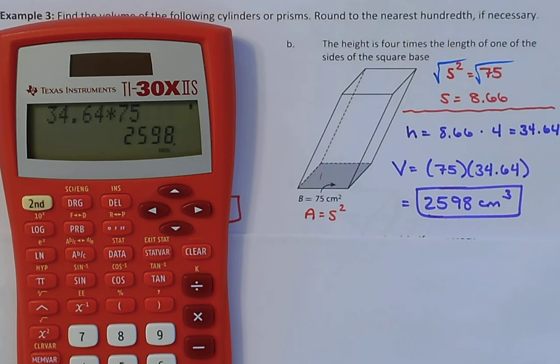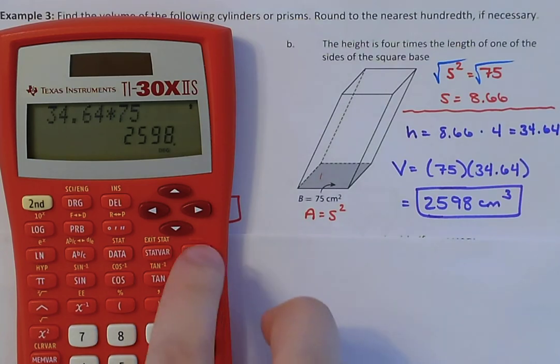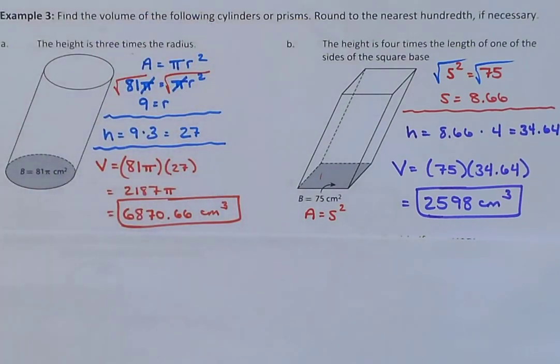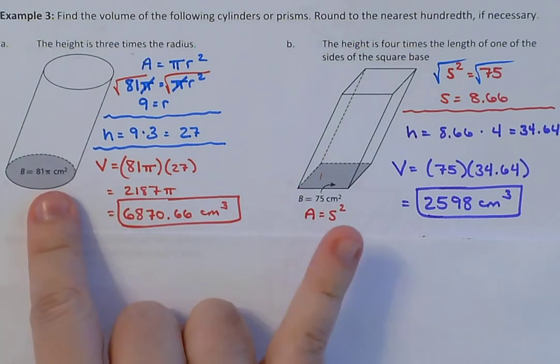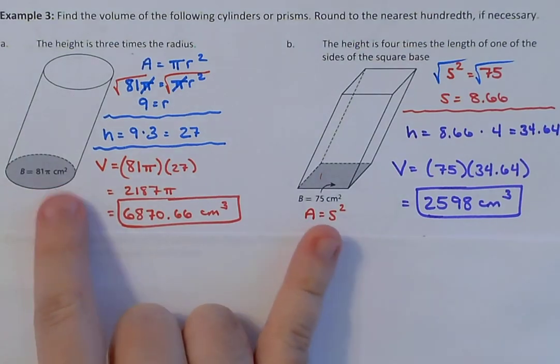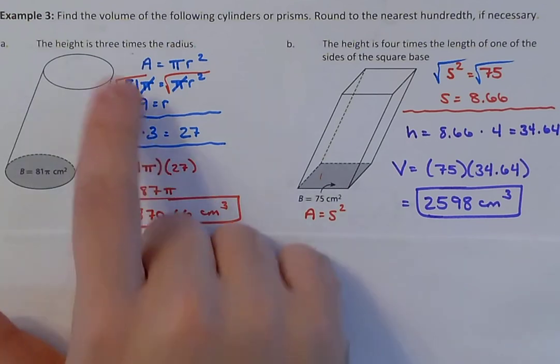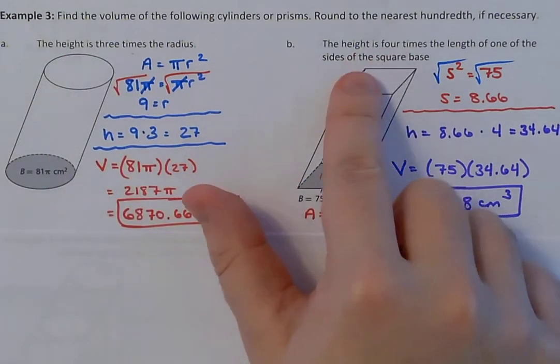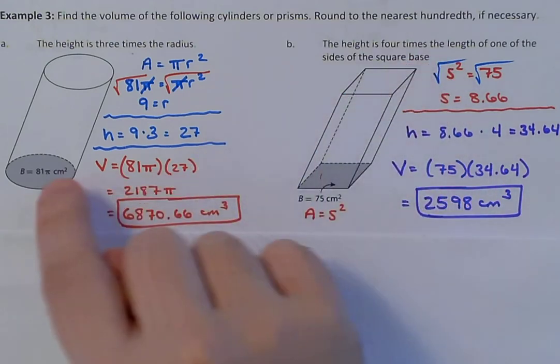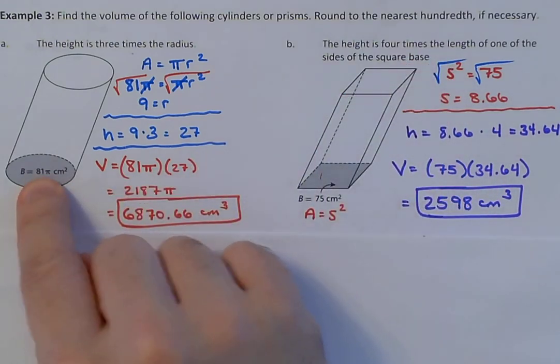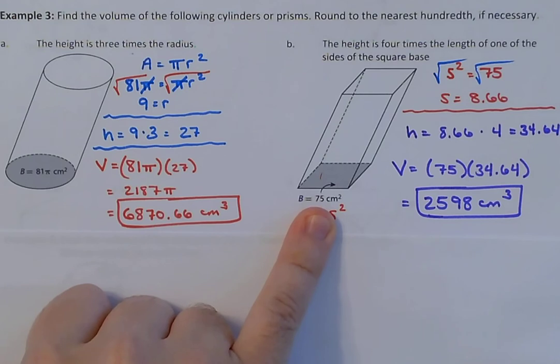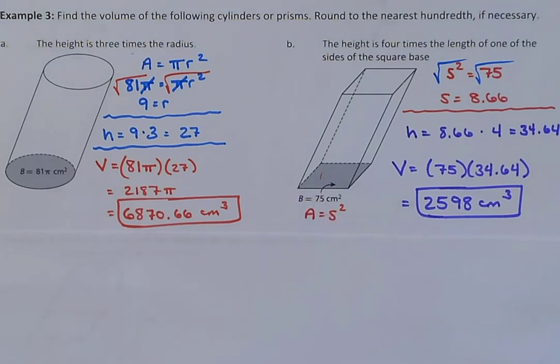So, example 3, they have you take the fact that we know the area of the base, whether circle or square, and work backwards to figure out either the radius or the length of one of the sides, and then take the situation to figure out the height. Once you have the height, you can multiply that height by the area of the base for either problem. Alright, so that is example 3.